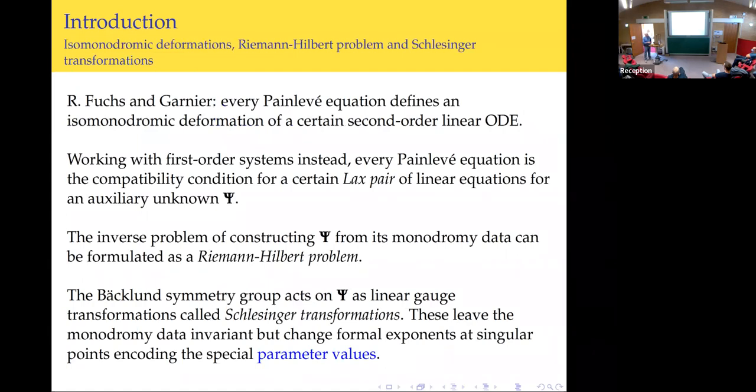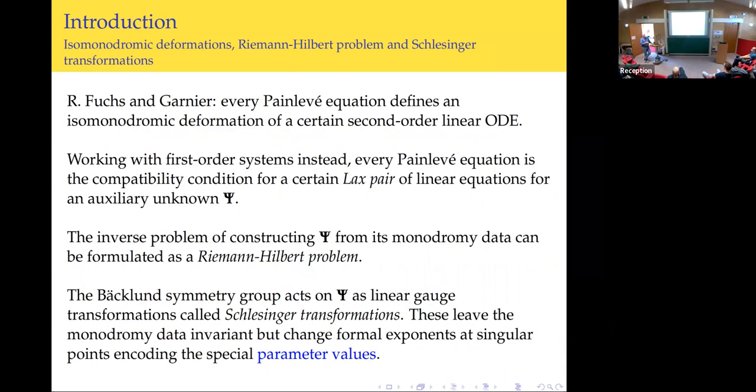So going through the history, one finds that Richard Fuchs and Garnier made the observation very early on after these equations were written down that every one of those Painlevé equations, all six of them, define isomonodromic deformations for some linear second order differential equation. This was known a long time ago, but it was only rediscovered more recently, and now we have a whole theory of how to take advantage of this.